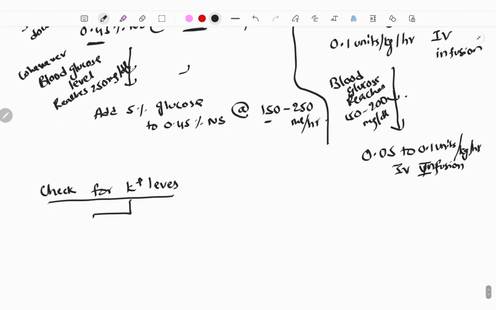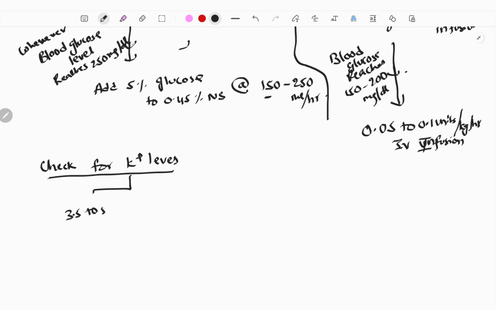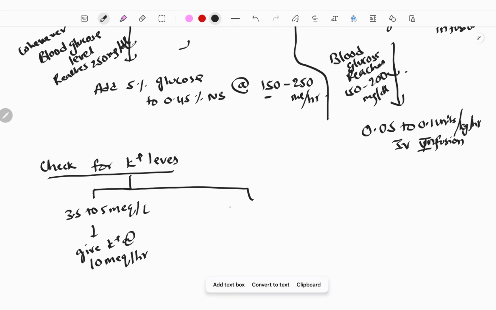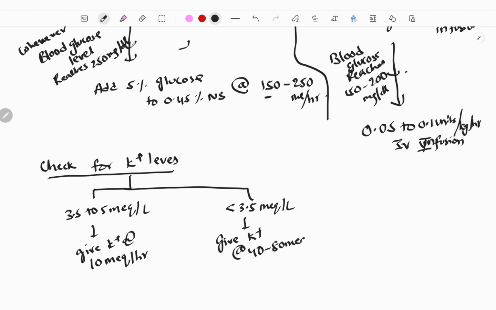If the potassium level is between 3.5 to 5 milliequivalents per liter, then give potassium at 10 milliequivalents per hour. If it is less than 3.5 milliequivalents per liter, then give more potassium, like 40 to 80 milliequivalents per hour. If more than 5 milliequivalents per liter, then no need of potassium supplementation. It is a normal level.